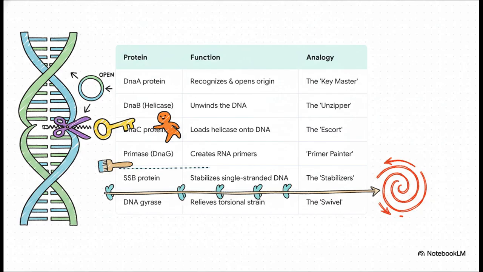You've got DnaA, we're calling it the key master because it recognizes and opens the origin. Then there's DnaB, the helicase, which is basically the unzipper that unwinds the DNA. It gets put on the DNA by its escort, the DnaC protein. Primase acts as the primer painter, laying down a little starting strip for the process. SSB proteins are the stabilizers. They're crucial for keeping the unwound strands from just snapping back together. And finally, you have DNA gyrase, the swivel, which is so important for relieving all the tension that builds up as you unwind that helix.